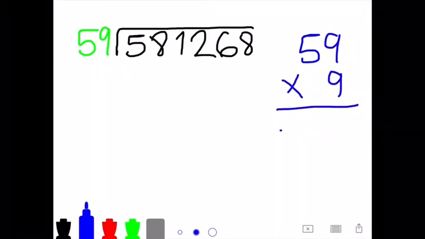So 9 times 9 is 81, carry the 8. 5 times 9 is 45, plus 8, which is 53.